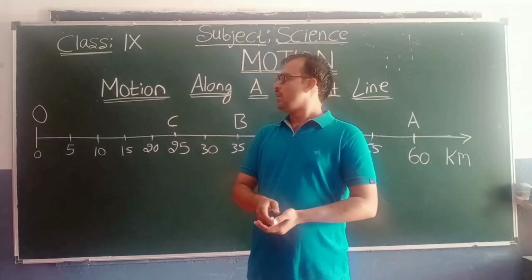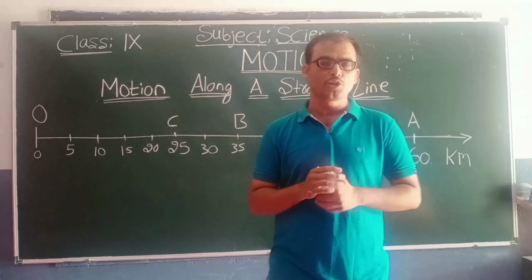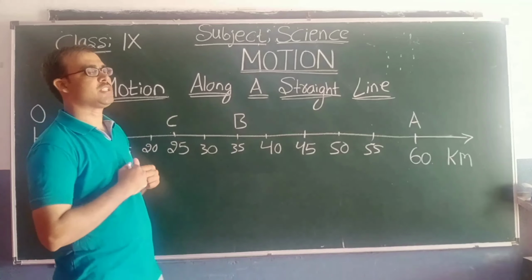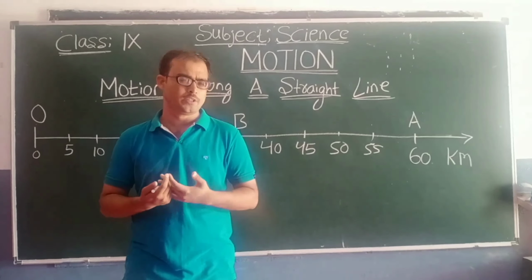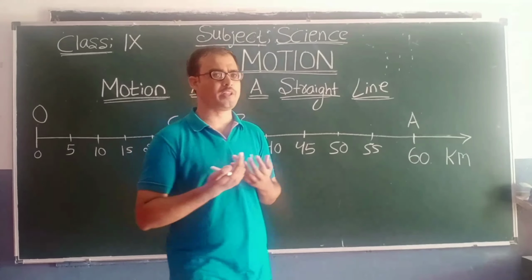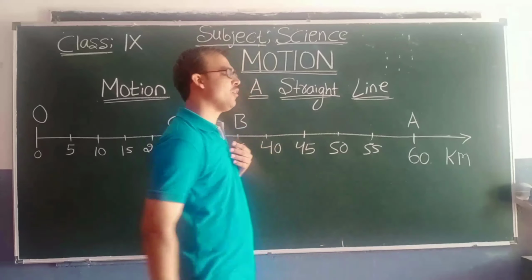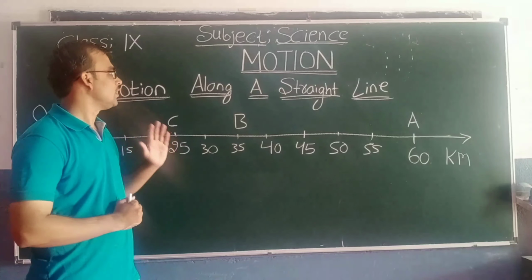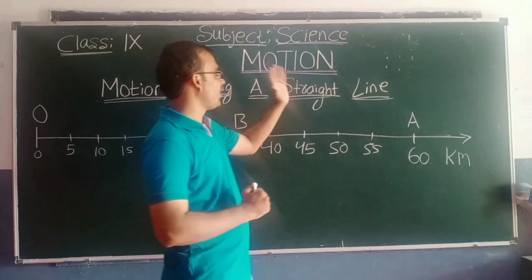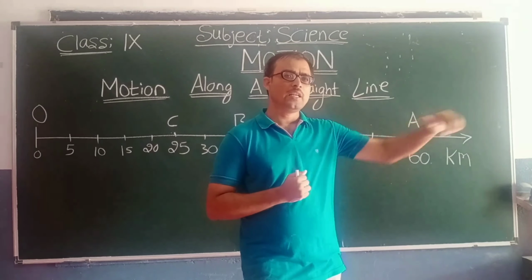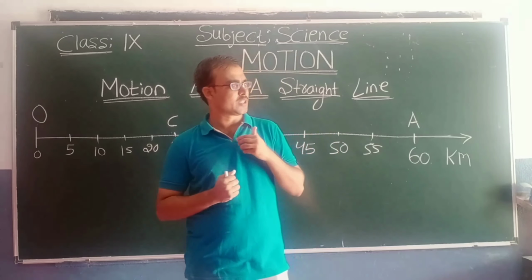Now students, we shall see what is motion along a straight line. What is meant by motion along a straight line? Generally, what is motion? Motion means movement. So movement of an object along a straight line is known as motion of an object along a straight line.